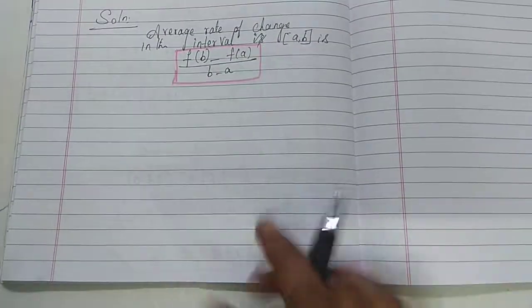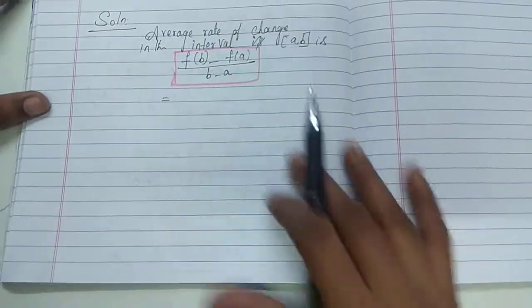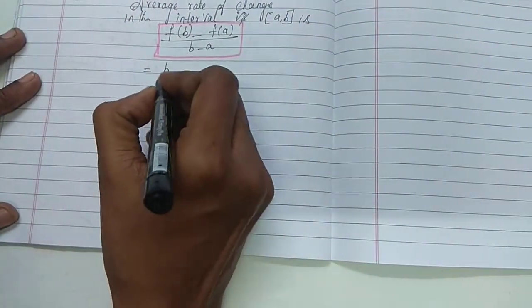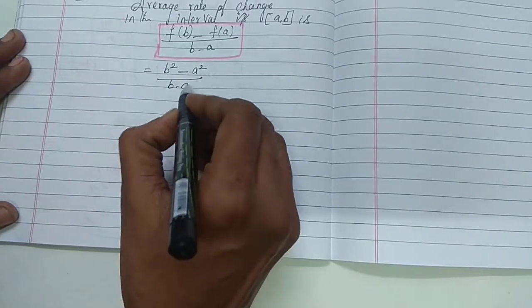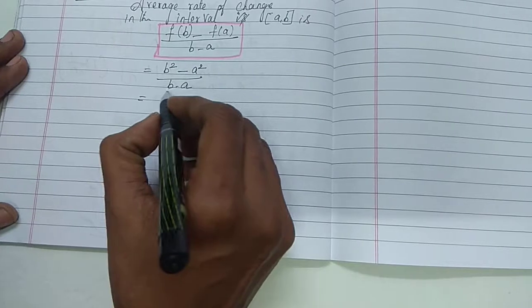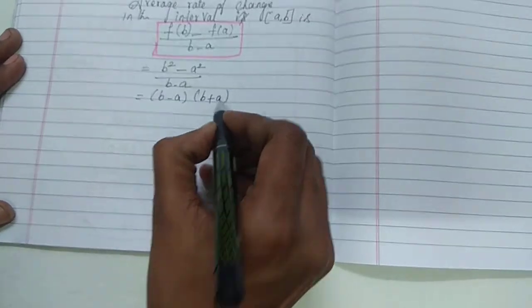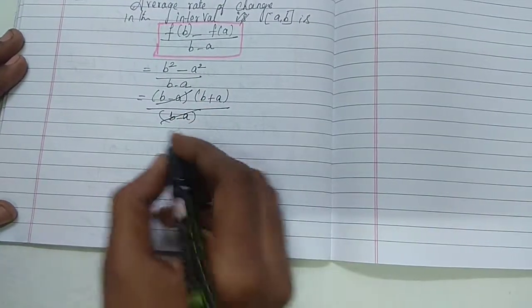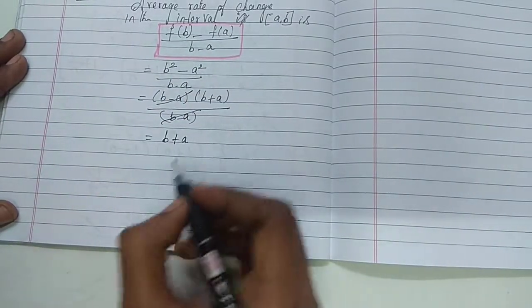This is equal to, by our function f of x is equal to x square, so substitute here, b square minus a square by b minus a. It is equal to, by the identity, b minus a, b plus a by b minus a. The first term cancelled. Therefore, this is equal to b plus a.